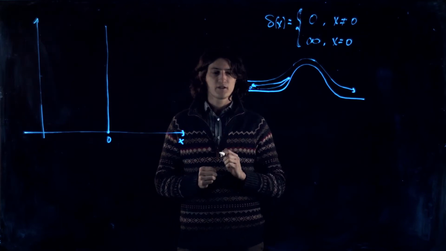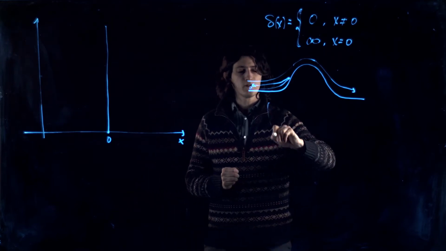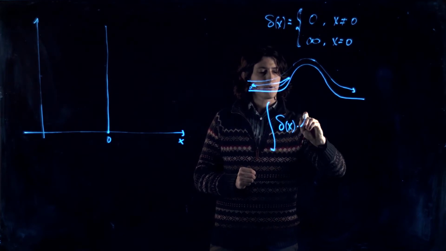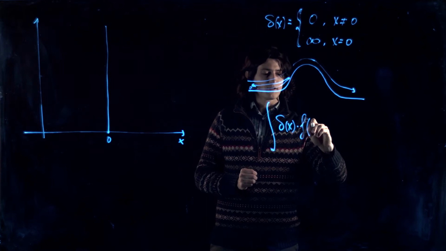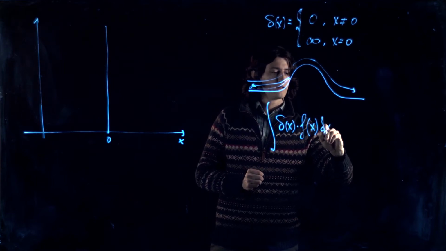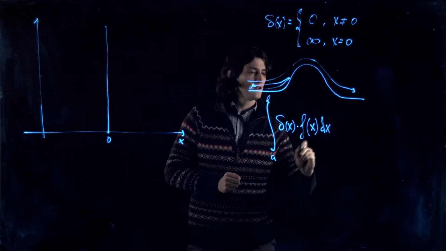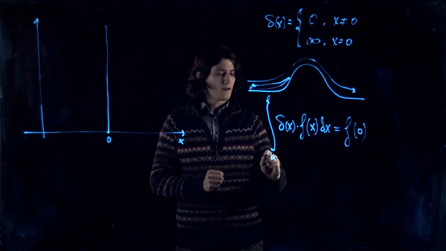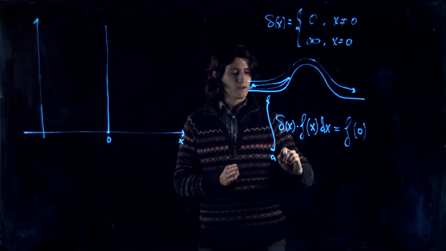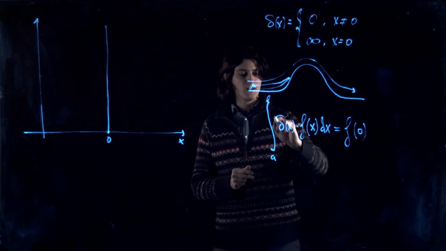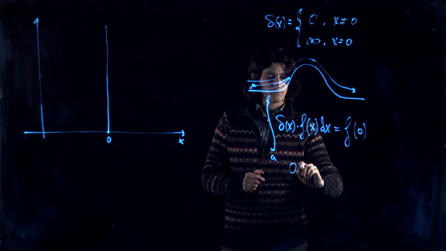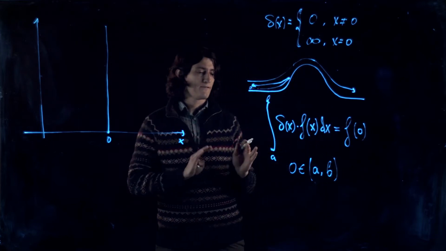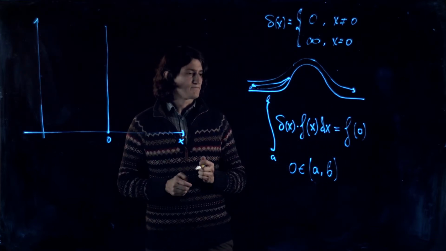The defining property of the delta function is that the integral of the product of this function with any continuous function f, over the segment a, b, is equal to the function value at 0. This equality is valid only if the segment AB contains 0. That is the defining property of the Dirac delta function.